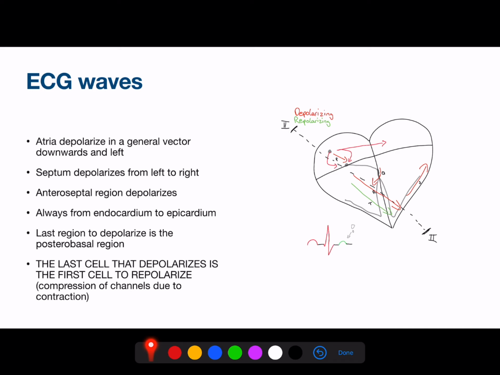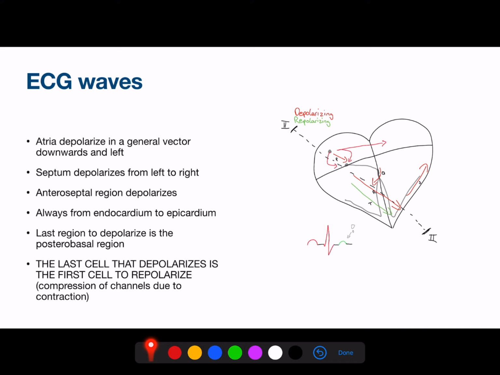So first of all, the P wave. This is the depolarization of the atria. And the general vector is from the SA node downwards and to the left. This is recognized by the P wave. So the P wave is a depolarization of the atria.